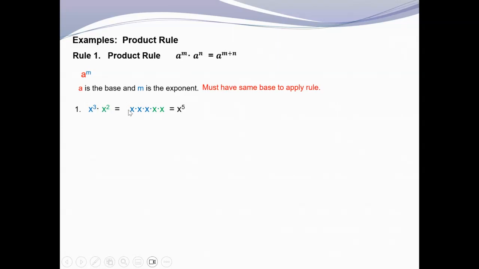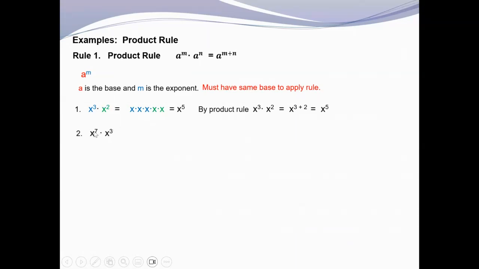The x cubed is in blue, so it means x times x times x. And the x squared in green means x times x. So if you have x times x times x 5 times, it's going to be x to the 5th power. In other words, by applying the rule, you have the same base, which is x, you add the exponents. So we can go straight from x cubed times x squared all the way to x to the 5th power, because you can do that in your heads.